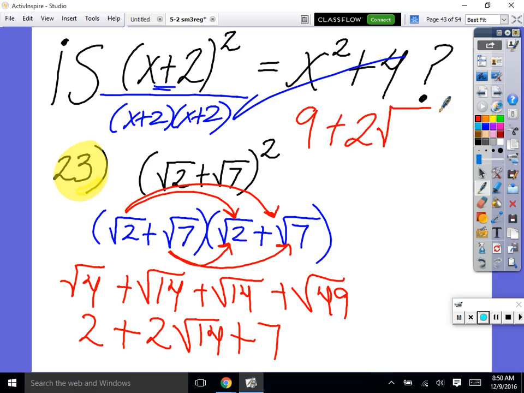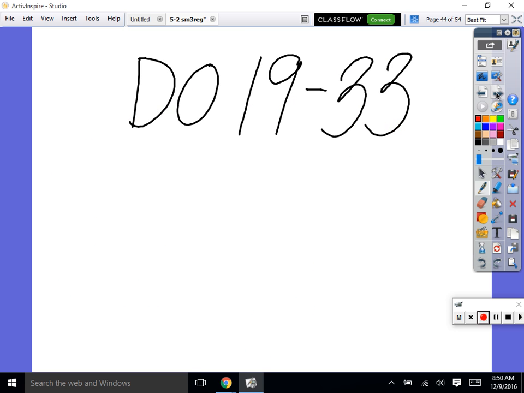So if something feels weird, just go with the algebra. You know if you're multiplying it out right, so it's going to come out right. So don't let little things that just look a little different throw you off, if that makes sense. Okay. So what I'm going to have you do is 19 through 30.